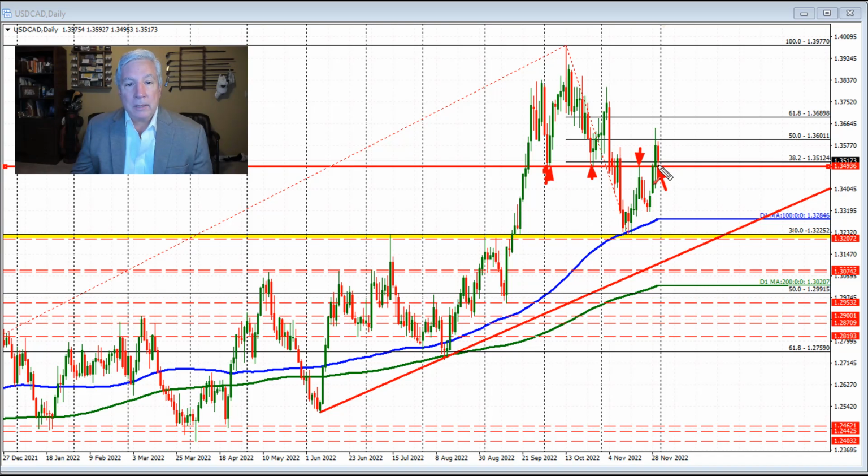But we did find support against that level in early trading here today. Be aware, be prepared on the top side. If we get above the 50% retracement, we'll be more bullish for the dollar versus Canada.